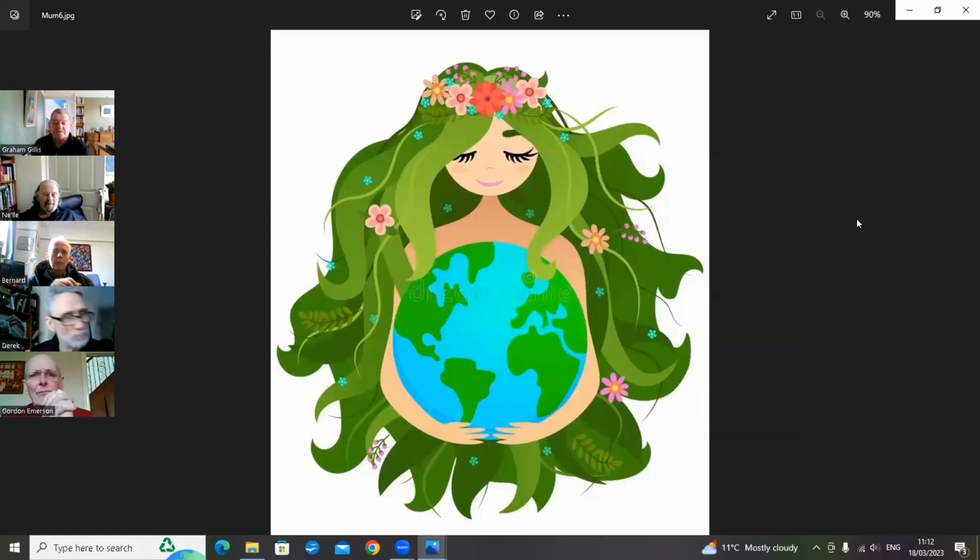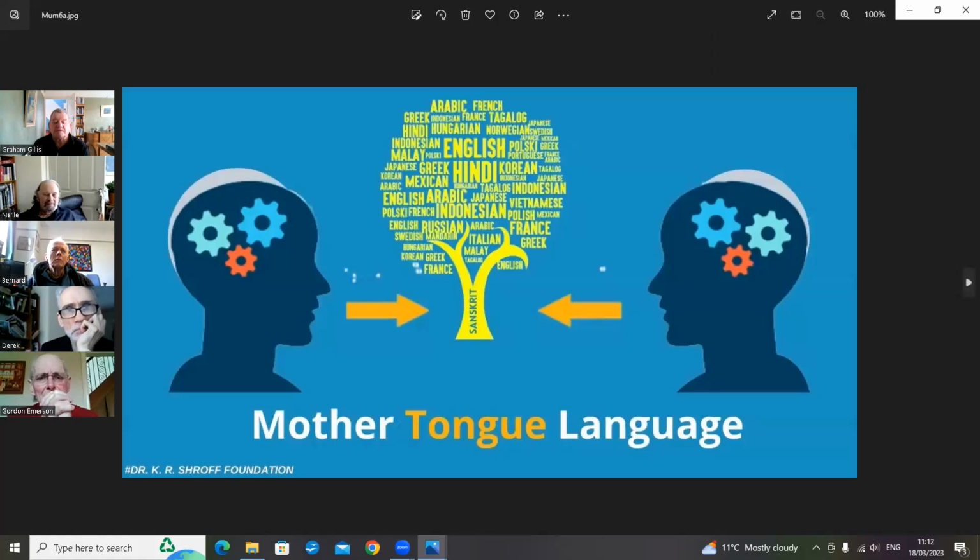And of course, this is Mother Nature as well, which is a very kind of 1960s psychedelia. And Mother Tongue. The tongue, the language that we, I suppose, first grow with. So it covers quite a lot there. Any that you don't recognise? No, we're all fairly familiar.